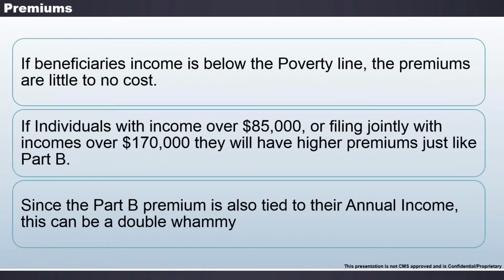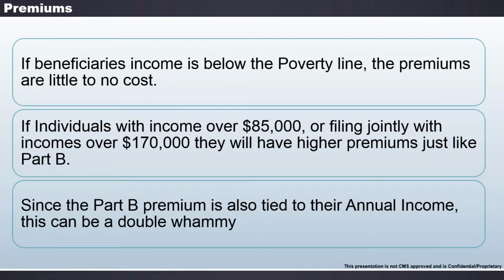So if that beneficiary's income is below the poverty line, the premiums are little to no cost. Again, I always remind everybody, please do not tell people free. You can definitely get in trouble for that. So you want to try and say little to no cost. It makes a huge difference compliance-wise, what we can say and what we can't say with Medicare. There are the low income subsidies they can receive if they do meet that poverty level.